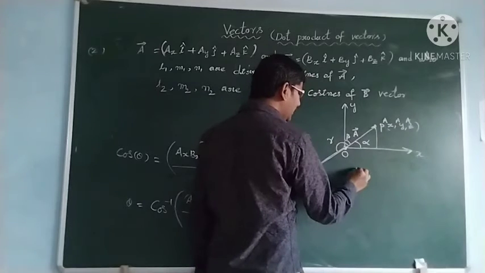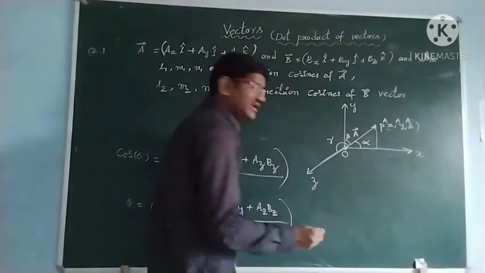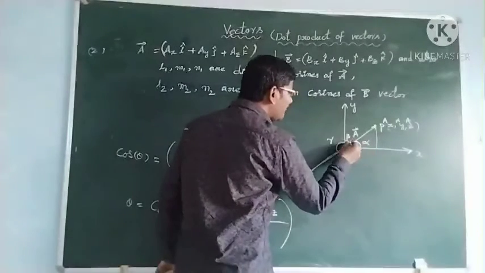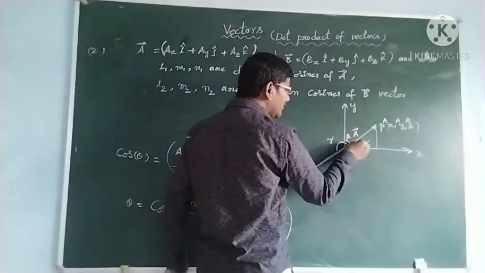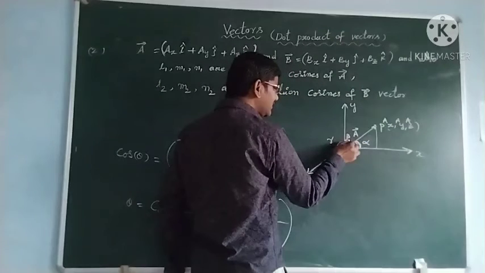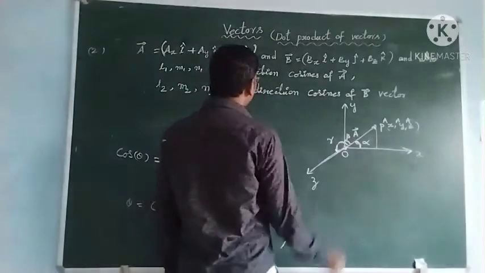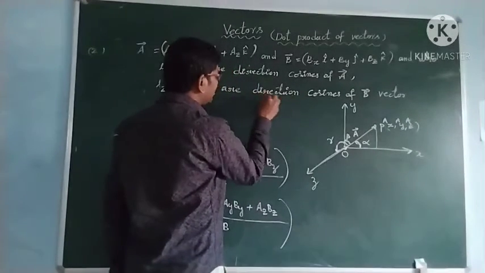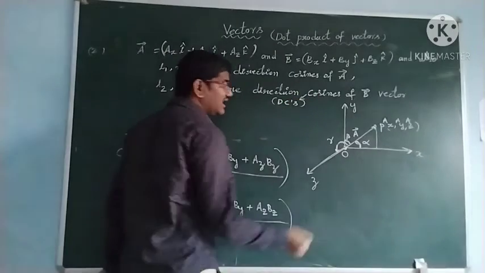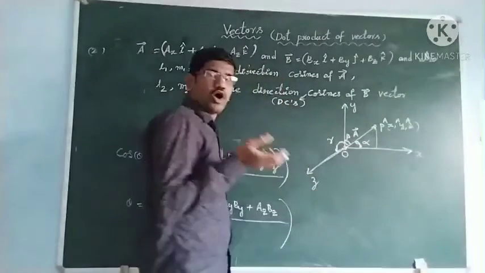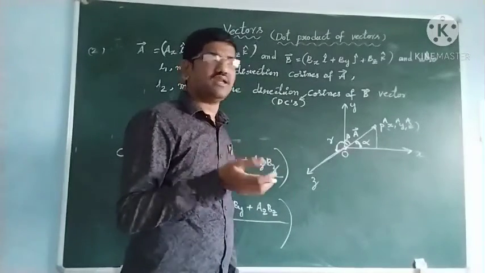Then we will write cos alpha is equal to, and we learned this clearly in the previous class. See, alpha, beta, gamma are the angles made by the vector with the x axis, y axis, and also the z axis. That's why these are called DCs, direction cosines. They tell how much angle the vector makes with the x, y, and z axes respectively.